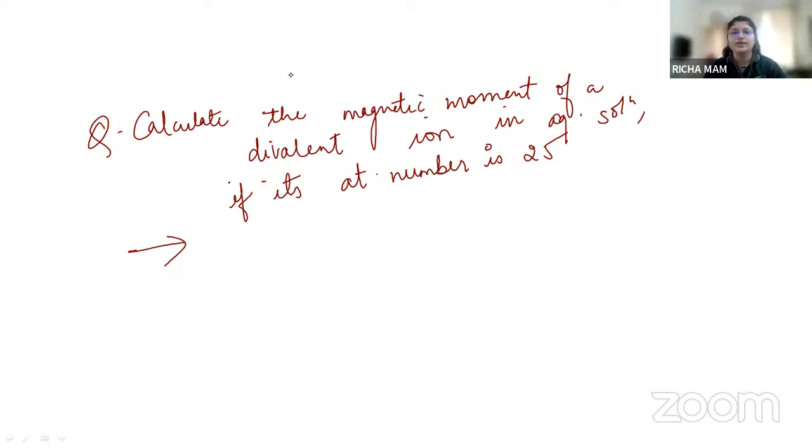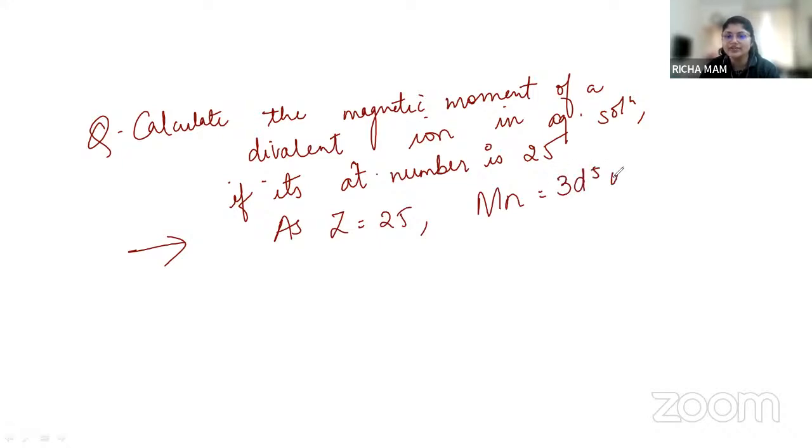Okay, it is Mn. But you have to write now. Calculate the magnetic moment of that divalent ion. So as the atomic number is 25, the element is what? It is Mn. Okay, so write the electronic configuration.